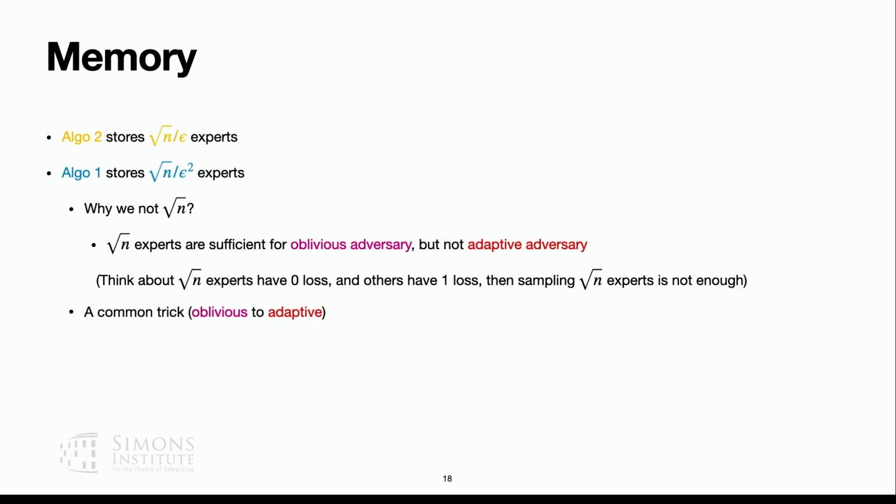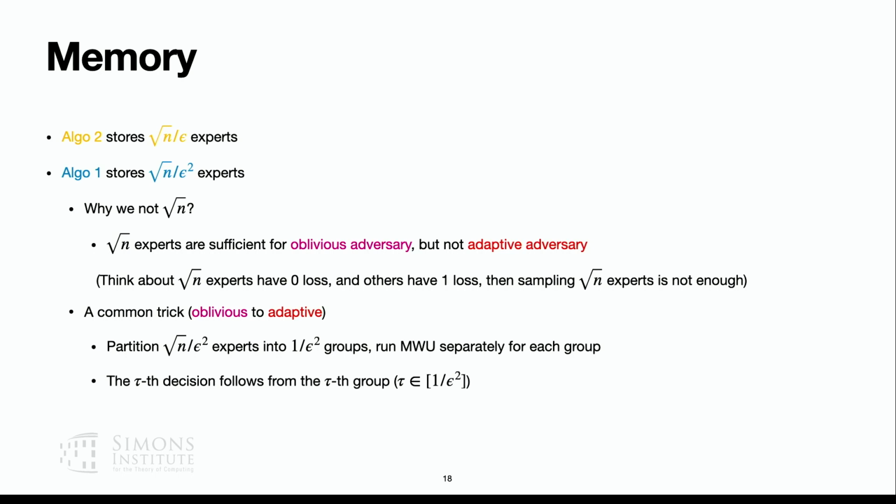But indeed, there's a common trick that transfers an algorithm that works for an oblivious adversary to an adaptive adversary, but with some blow-up in computational resources like memory or computation. The idea is we sample square root n over epsilon squared experts, and we divide them into 1 over epsilon squared groups. So each group contains square root n experts, and we run multiplicative weights separately for each group. At each day, I just look at the decision of a new group of experts and follow it. This means the decision of the algorithm does not depend on history, so the adversary also does not need to be adaptive. There's no benefit to being adaptive.